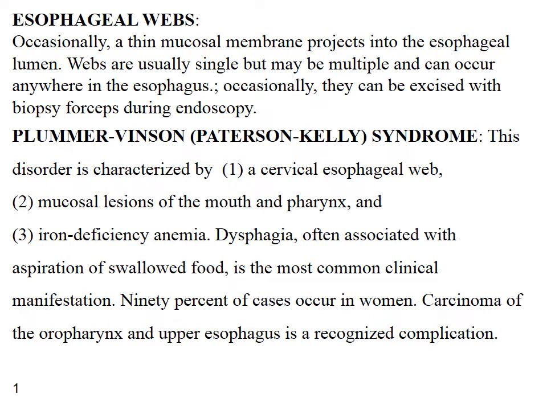These webs are usually single but may be multiple and can occur anywhere in the esophagus. Occasionally they can be excised with biopsy forceps during endoscopy.